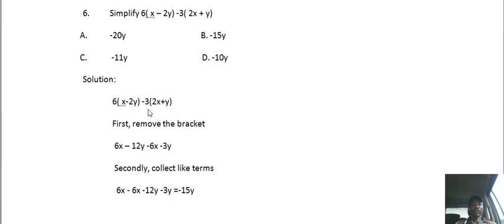First of all, we open the bracket by multiplying through. We have 6 times x, 6x, 6 times minus 2y, that's minus 12y. Then minus 3 times 2x is minus 6x, and minus 3 times plus y gives us minus 3y, because minus times plus is minus. Secondly, we collect like terms. We look at those that have the same value, x and y.